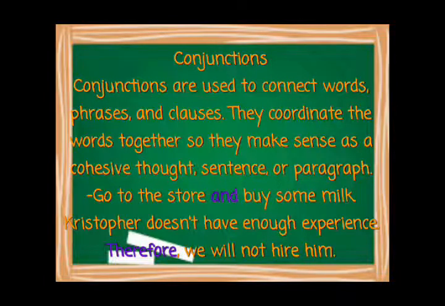The first sentence is go to the store. That's an independent clause, and buy some milk is another independent clause. They were connected by the word and, and the word and there is a conjunction. The next example, Christopher doesn't have enough experience, therefore we will not hire him.